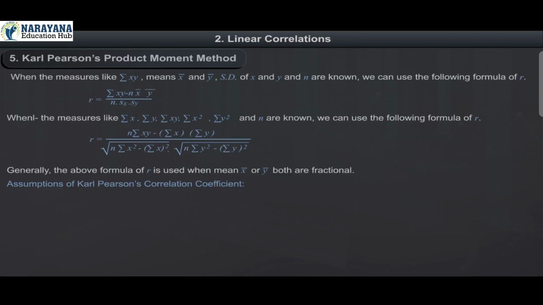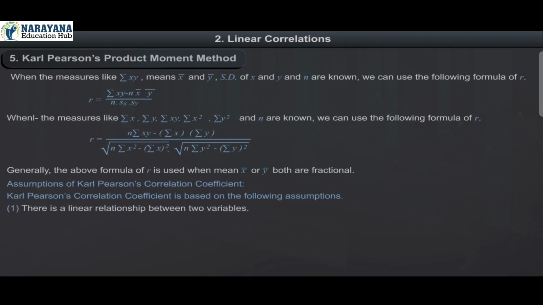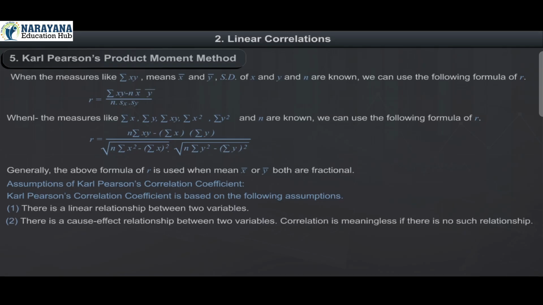Assumptions of Karl Pearson correlation coefficient. Karl Pearson's correlation coefficient is based on the following assumptions. Number 1. There is a linear relation between two variables. Number 2. There is a cause-effect relationship between two variables. Correlation is meaningless if there is no such relationship.